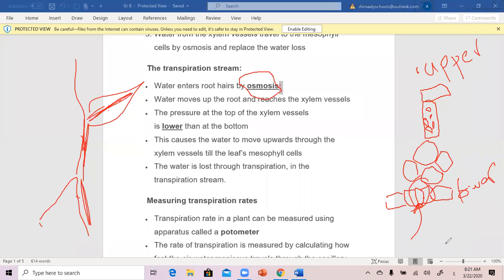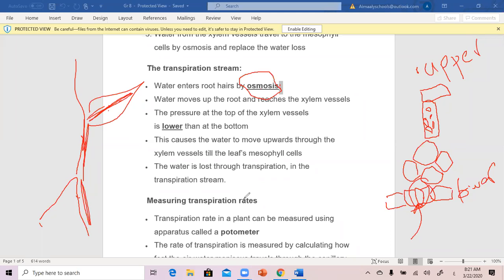Understand? I will repeat another time. The water enters the roots by osmosis first, then water moves up the root and reaches the xylem vessel. The pressure at the top of the xylem vessel is lower than at the bottom. This causes the water to move upward through the xylem vessel until it reaches the leaf. The water is lost through transpiration.